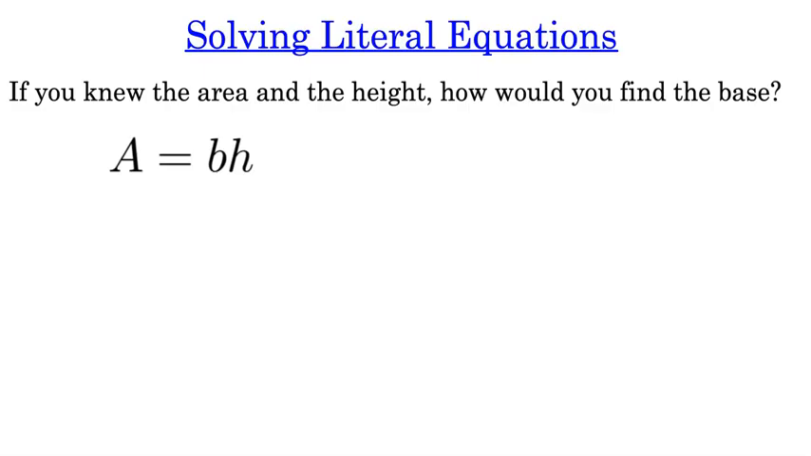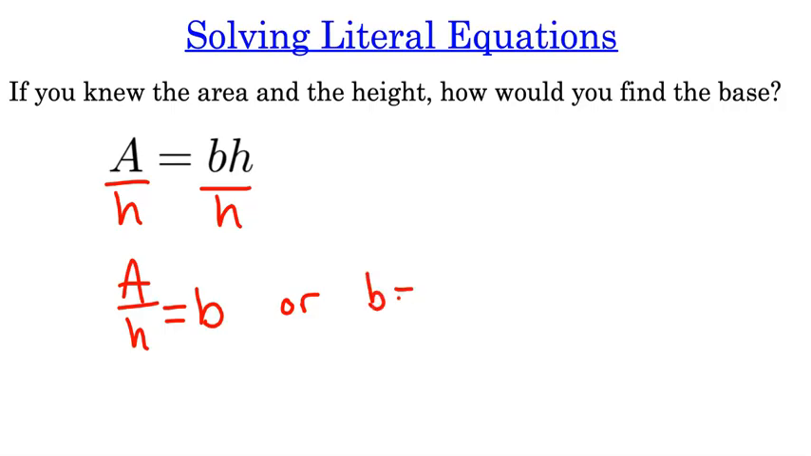But what if we looked at that problem differently? And instead of plugging in first, what if we rearranged the formula first? So if we took A equals B times H, and we wanted to solve for the base B, we would divide both sides of this equation by H, and we'd have A over H equals B. Or if we wanted to switch the sides, B equals A over H. Now, same formula, but we rearranged the variables to isolate B. So now the formula reads B equals A divided by H.